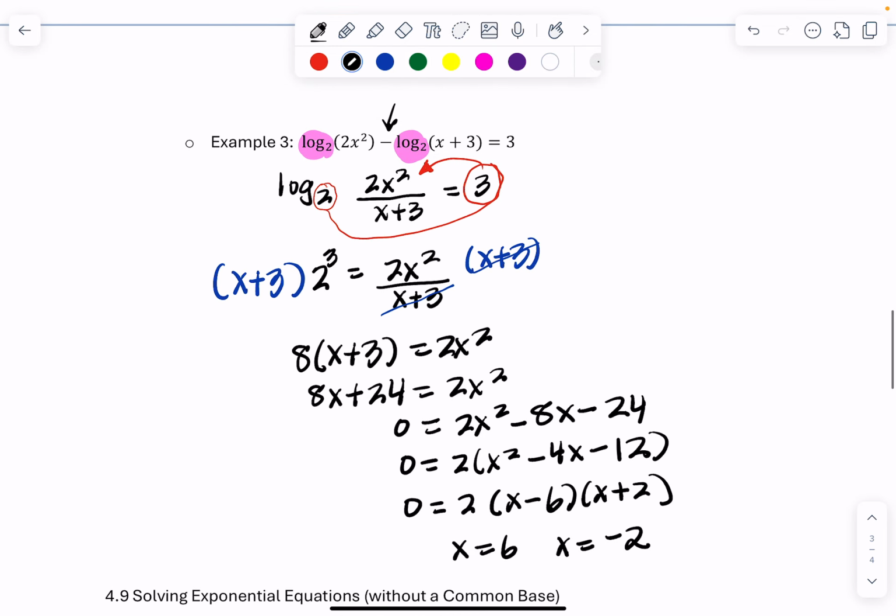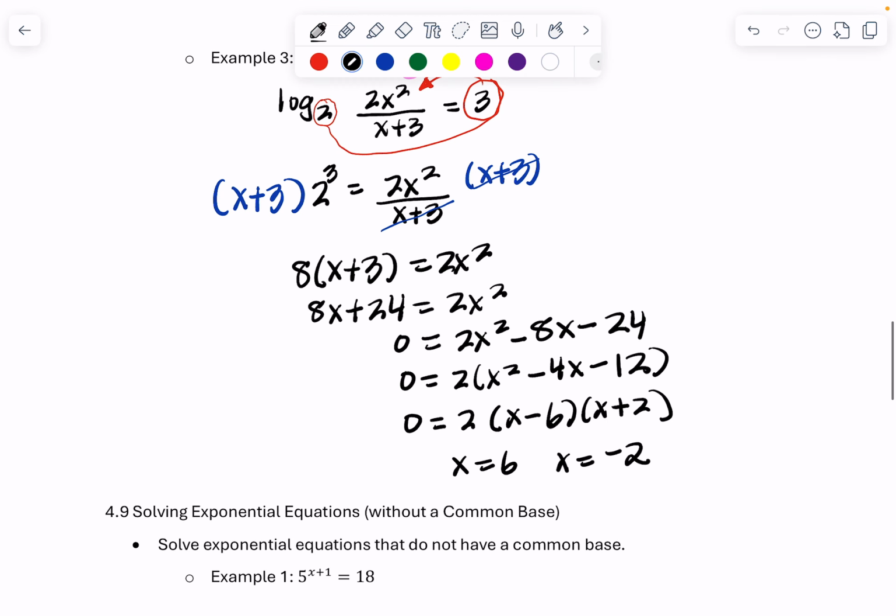So remember, I'm looking back at just the arguments, okay? So I'm looking at this one and this one, whatever's behind the word log. It turns out the x squared would be positive anyway because it's squared. The other one, if I plug in negative 2 there, I still get a positive.